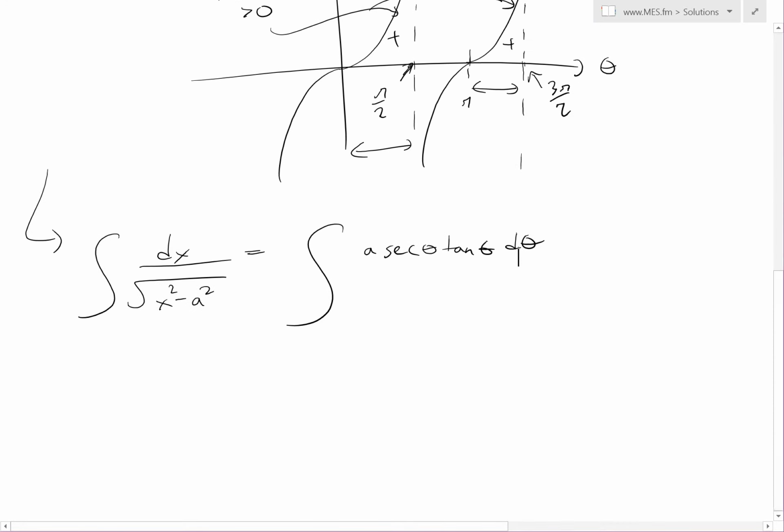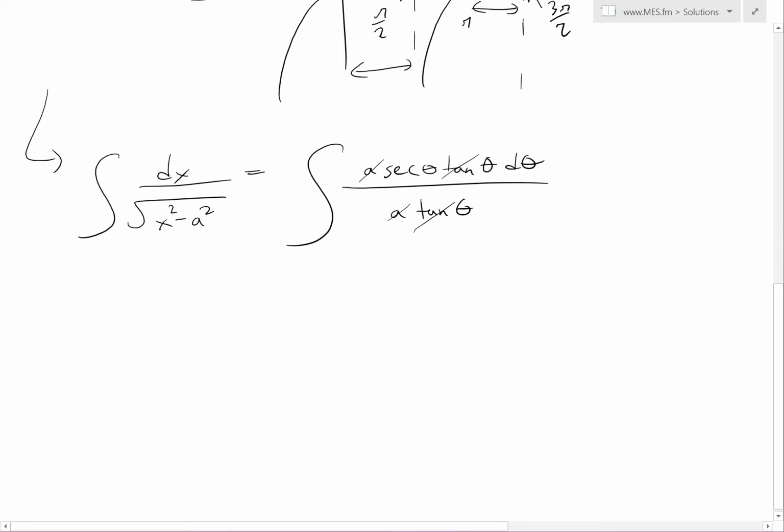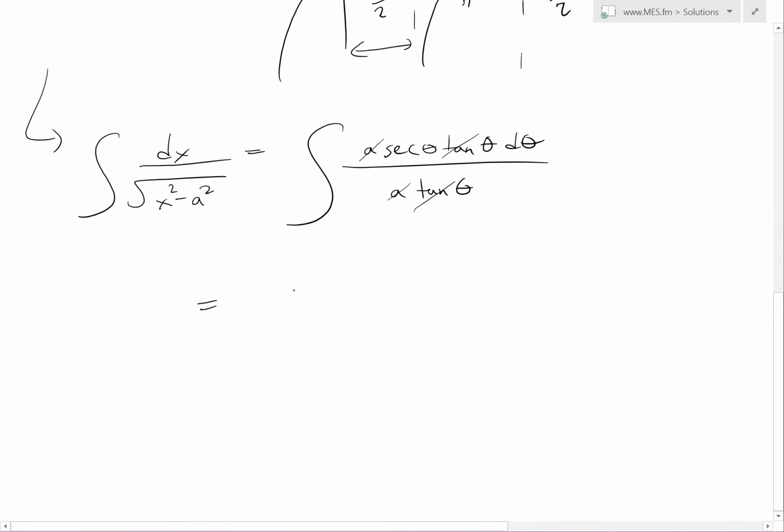Yep, so that's it right there. And now the bottom part, this is just a tan theta, which is a tan theta right there. So as you can see here, the a's cancel. Now the tan thetas cancel, and all we are left with is the integral of secant theta d theta.